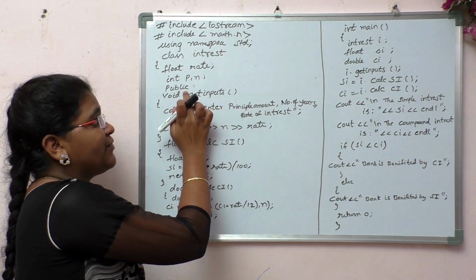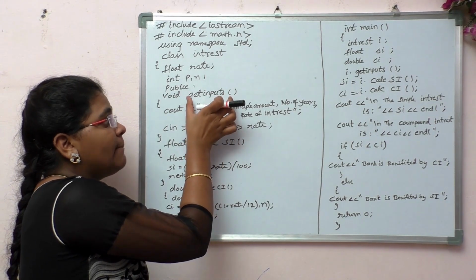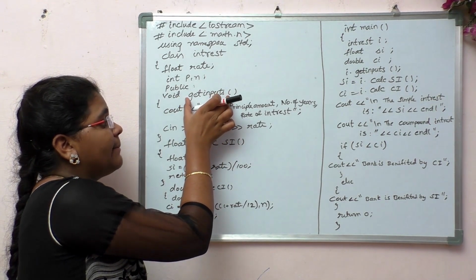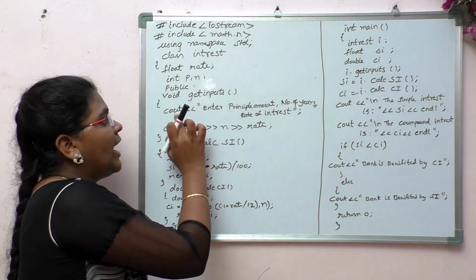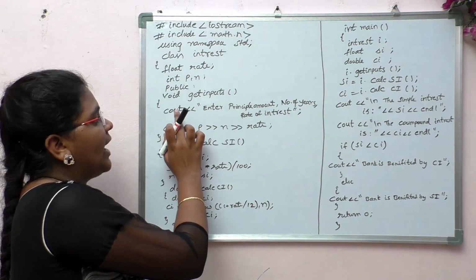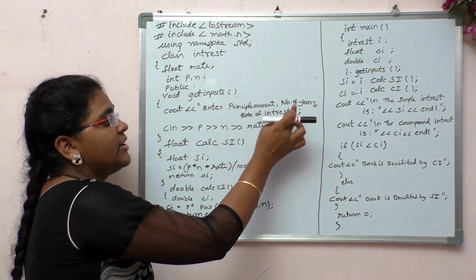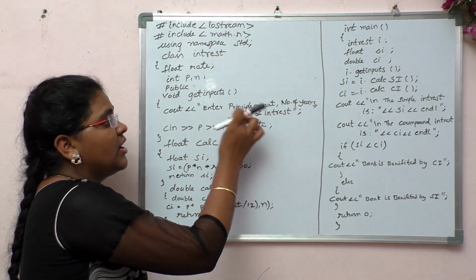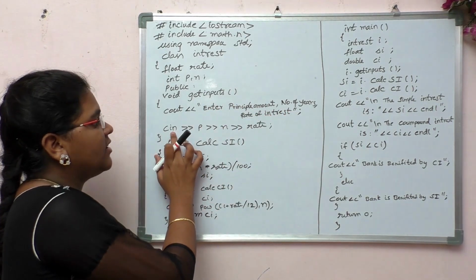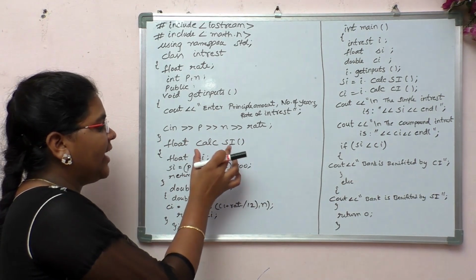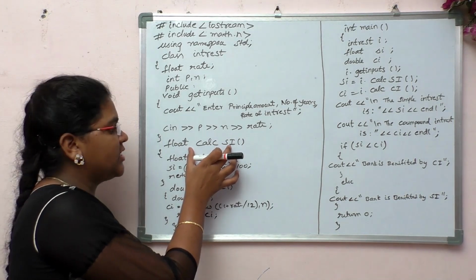Here another access specifier, public, is used. And void getinputs, it is the method. Void getinputs is the method to give the values to the p, n and rate. And cout, it is the output function. Enter the principal amount, number of years and rate of the interest, which sentence will come at the output. Cin reads these values.